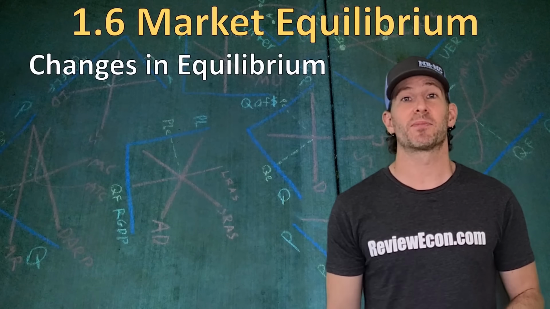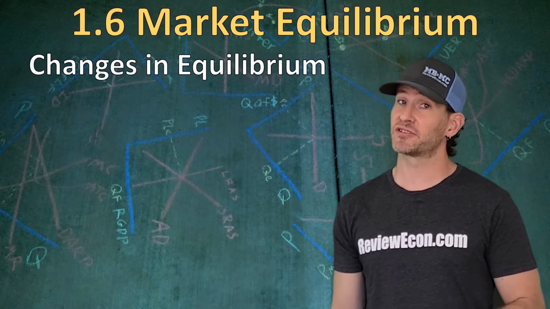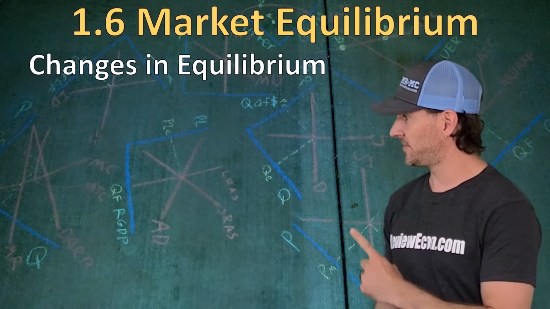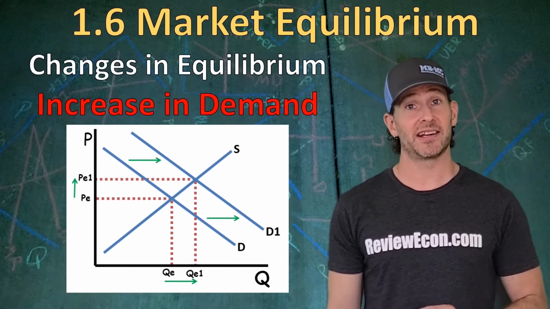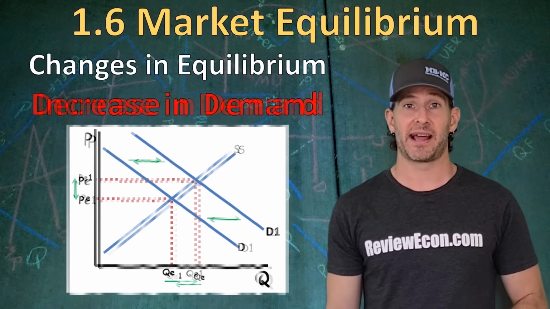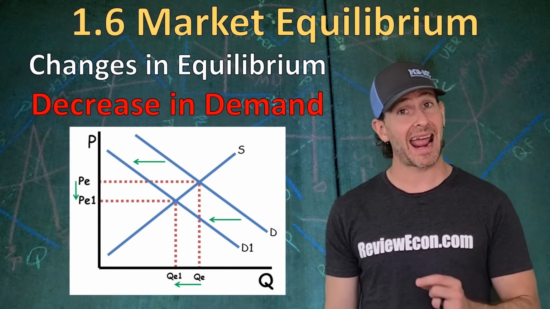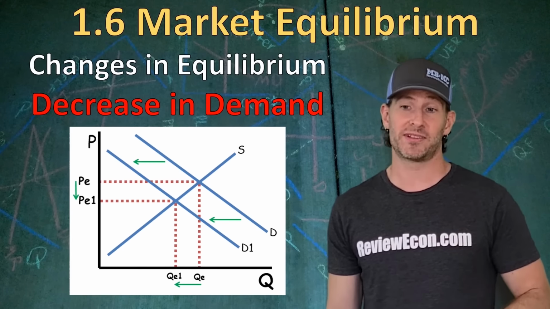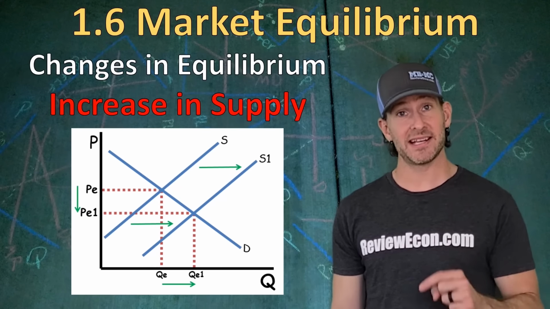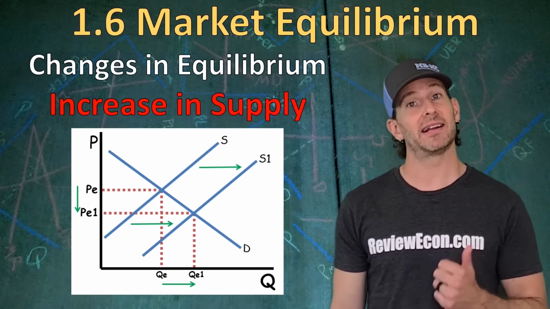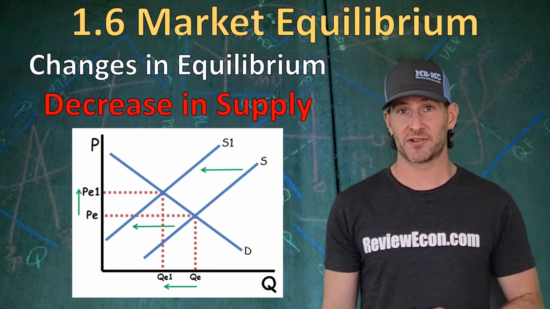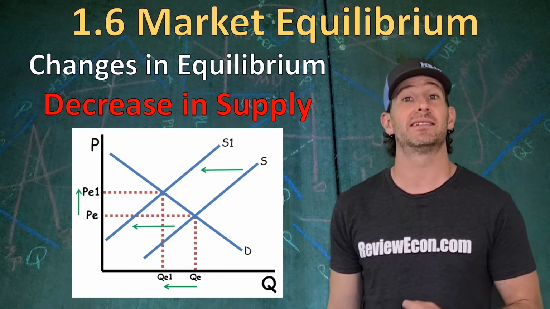Of course, the equilibrium price and quantity can change when there's a shift in either demand or supply. An increase in demand causes the equilibrium price to increase and the equilibrium quantity to increase. A decrease in demand causes the equilibrium price and equilibrium quantity to both decrease. An increase in the supply will cause the equilibrium price to decrease and the equilibrium quantity to increase. A decrease in the supply will cause the equilibrium price to increase and the equilibrium quantity to decrease.